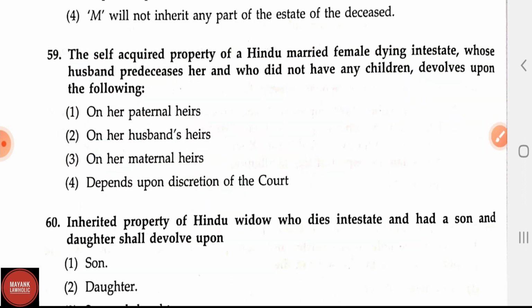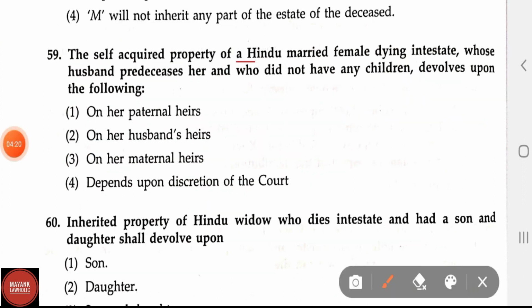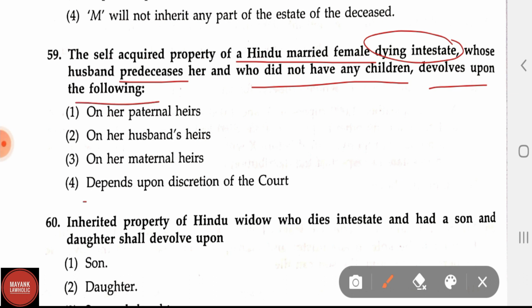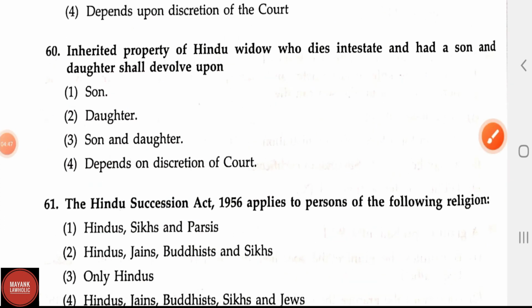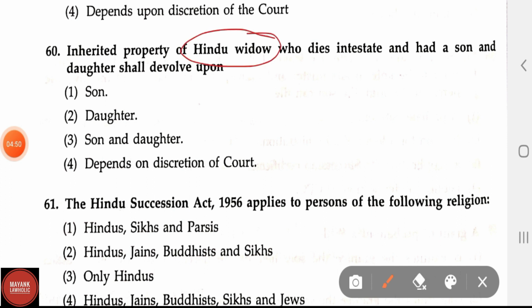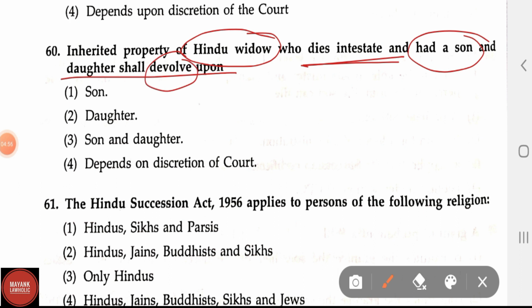Now let us see question number 59. The self-acquired property of a Hindu married female dying intestate, whose husband predeceases her and who did not have any children, devolves upon the following. Options are: first, her parental heirs; second, her husband's heirs; third, her maternal heirs; and fourth, depends upon the discretion of the court. In this question, the correct answer is her husband's heirs. Question number 60. Inherited property of a Hindu widow who dies intestate and had a son and daughter shall devolve upon son, daughter, son and daughter, or depends on the discretion of the court. Here the correct answer is son and daughter.